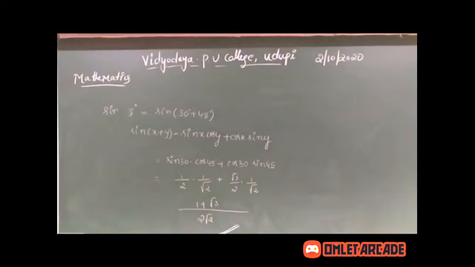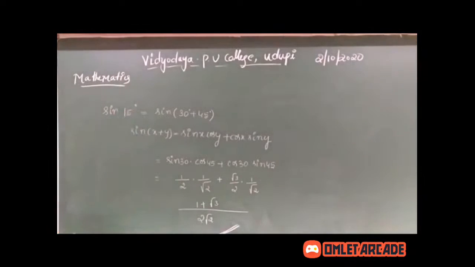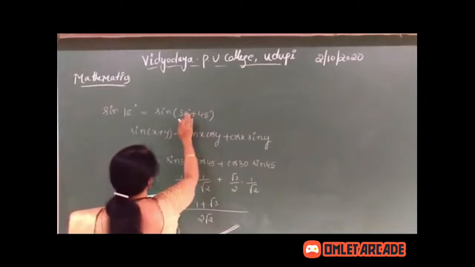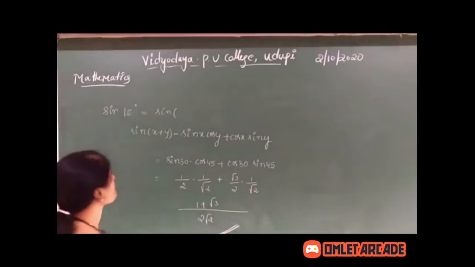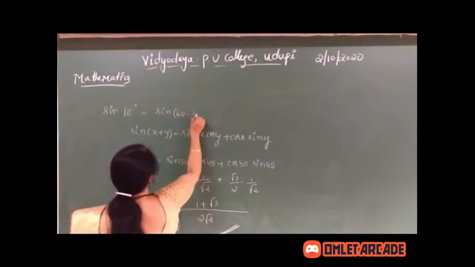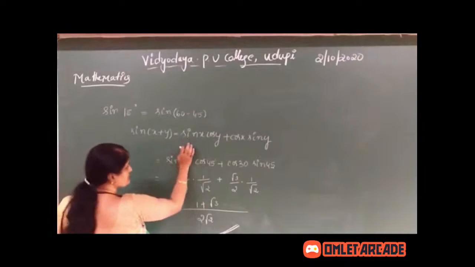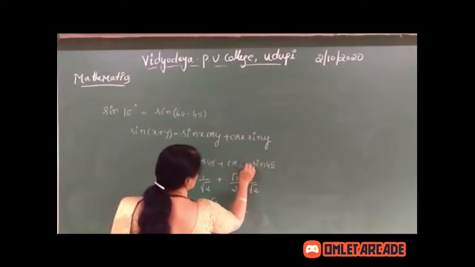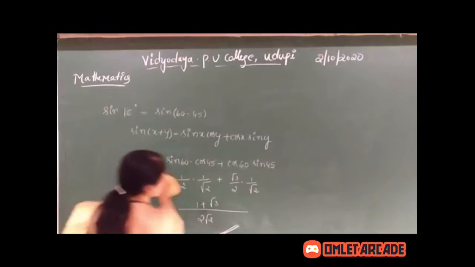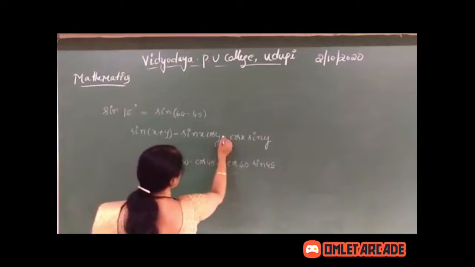Now let us try the other one, same type, sin 15 degree. So how to get sin 15 degree? Same form, so try that. Go for 60 minus 45 degree. Same way, everything is the same. Here it is sin 60, cos 60. Try this. And here the sign is minus.